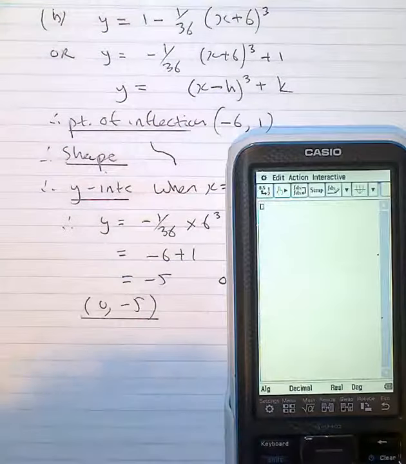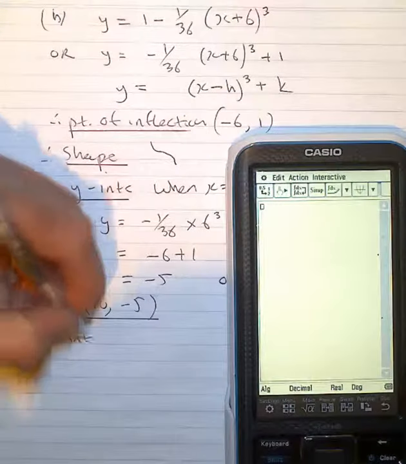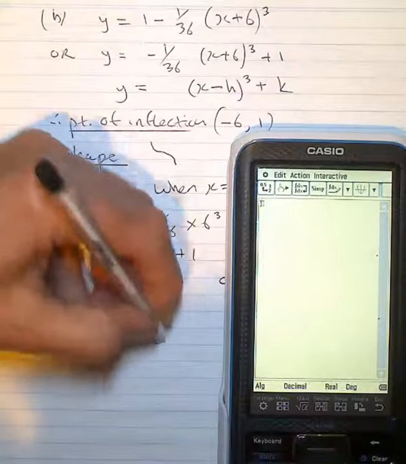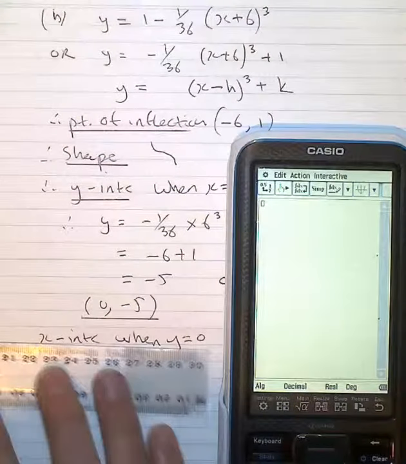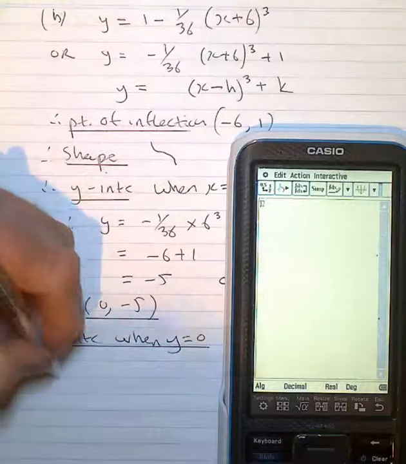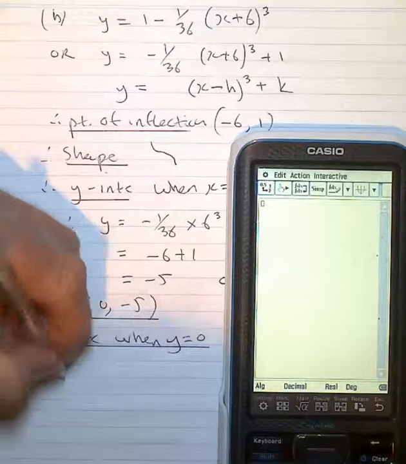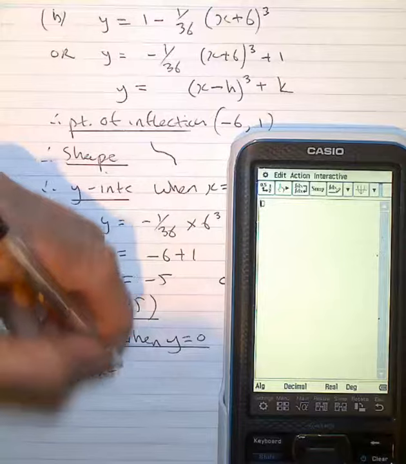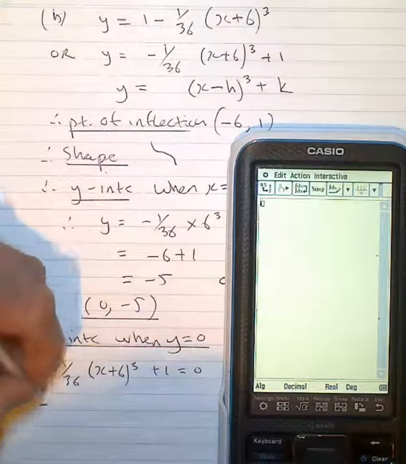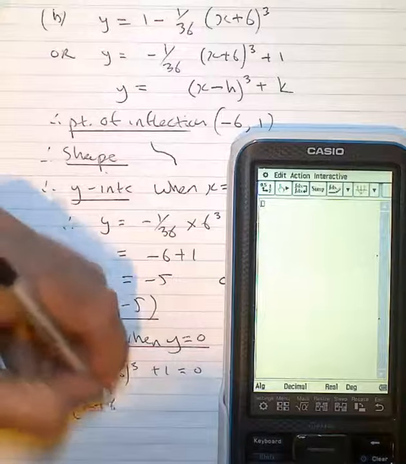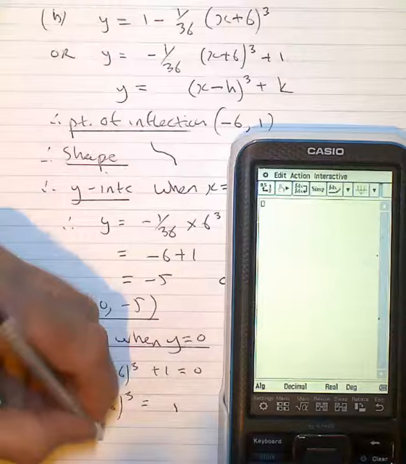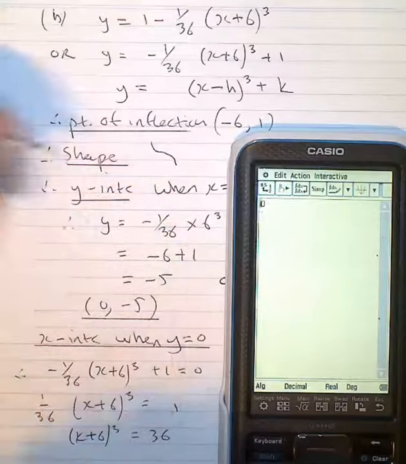Now it's a little bit messier to find the x-intercept, so I'm going to be using my calculator to help me there. The x-intercept occurs when y is equal to 0. So therefore -36 times (x plus 6) to the power of 3, plus 1, is equal to 0. So it works out being 36 times (x plus 6) cubed equaling 1. So (x plus 6) cubed is equal to 1 over 36.